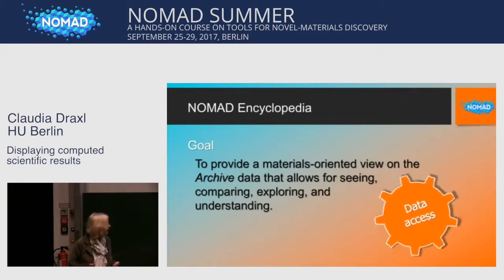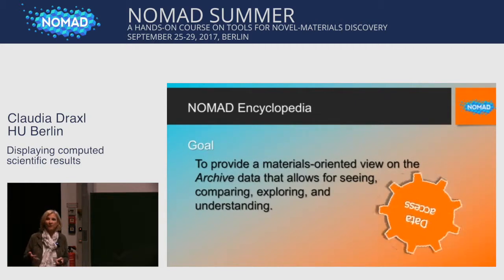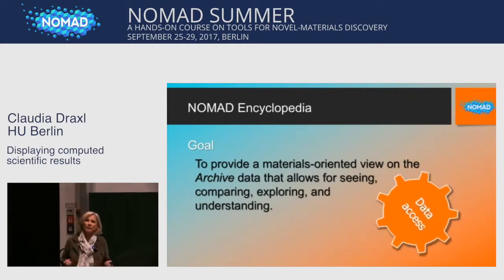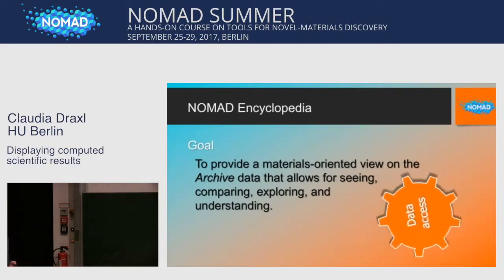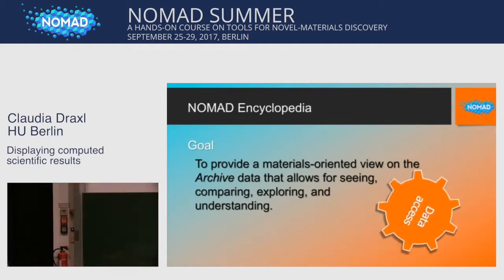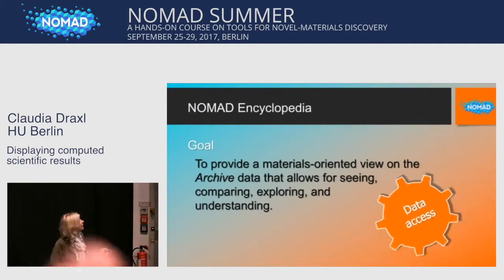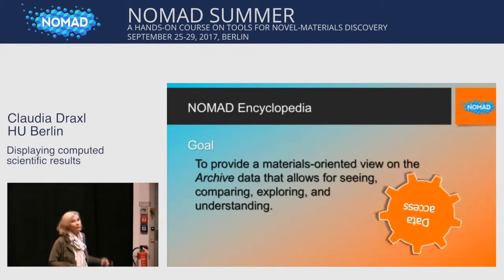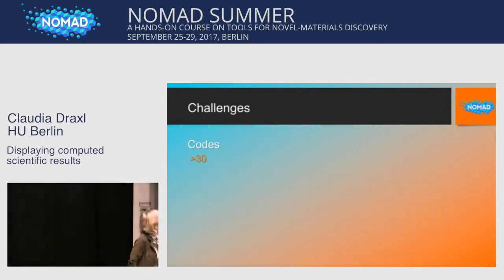So what we came up with is the idea of the Nomad Encyclopedia, whose purpose is to display all the results that people have computed all over the world. So in other words, it's not the file-oriented or the data-oriented view, but we would like to provide you a materials-oriented view on the data. So that allows then for seeing this data, comparing this data to each other, inside the calculation, so it has been calculated.